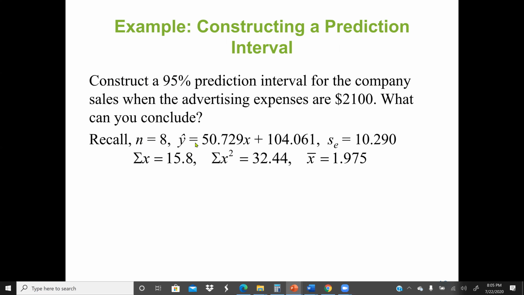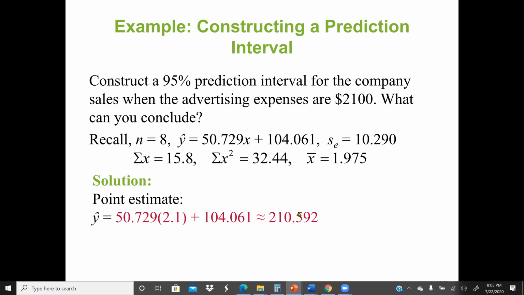Then we're able to find the slope already. We get the slope and we get the y-intercept. And we also find the standard error already in these lectures. So we know the sum of X is given, S squared sum, we know it, S bar, we know it. So we can just plug in our values, get the point estimate for 2.1.